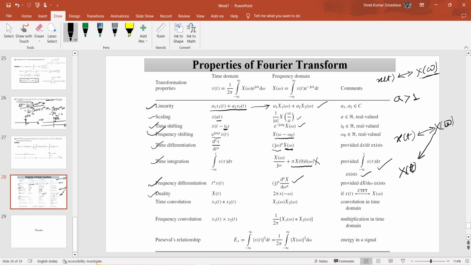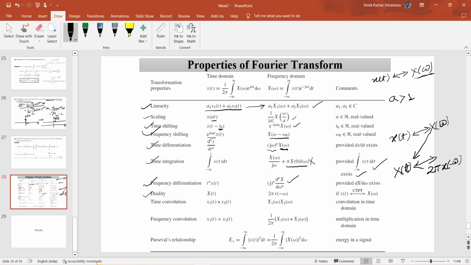So if you have to evaluate capital X of t, to evaluate this, we have to change the parameter. Let me write it here: 2 pi into x of minus omega. So here you have to change the parameter t as minus omega and multiply by the factor 2 pi.